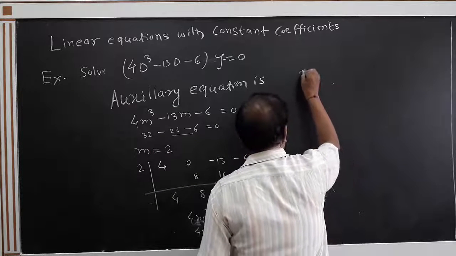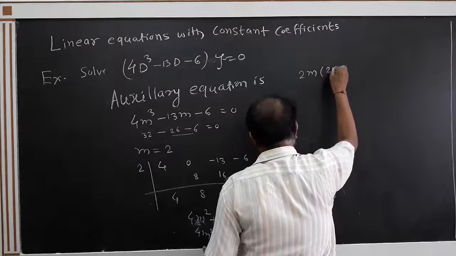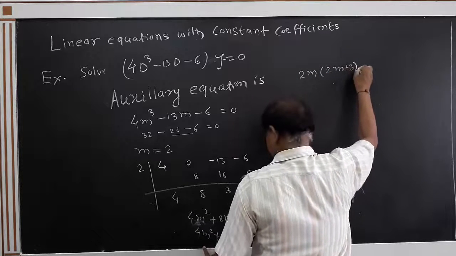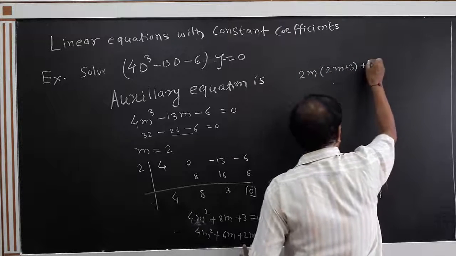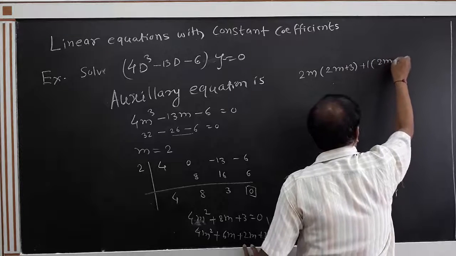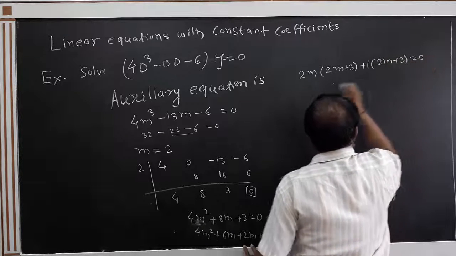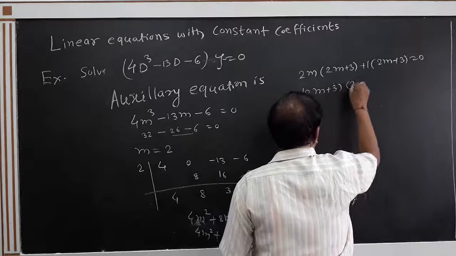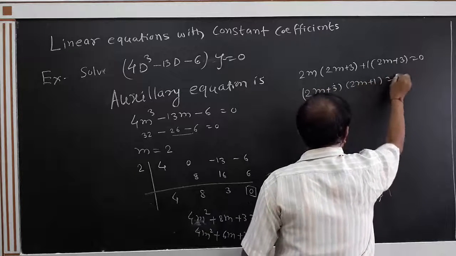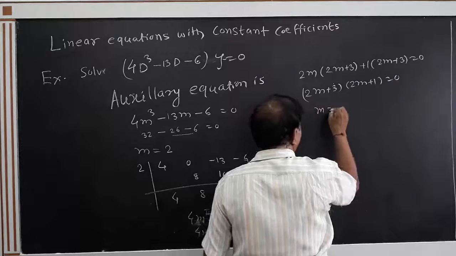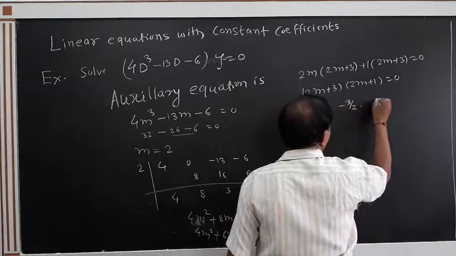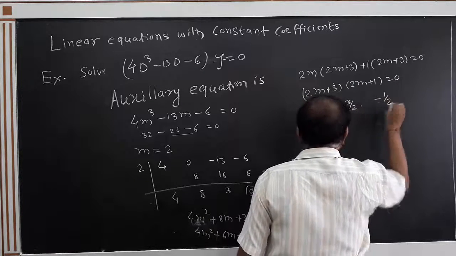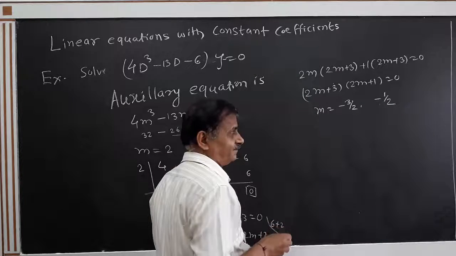2m is taken common from the first two terms and plus 1 is taken common from the last two terms, and therefore (2m plus 3) into (2m plus 1) equal to 0. Therefore m equal to minus 3 by 2, m equal to minus 1 by 2, and the first root is 2.